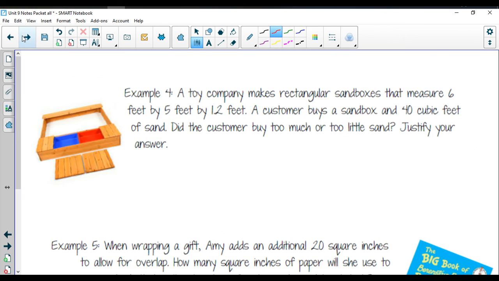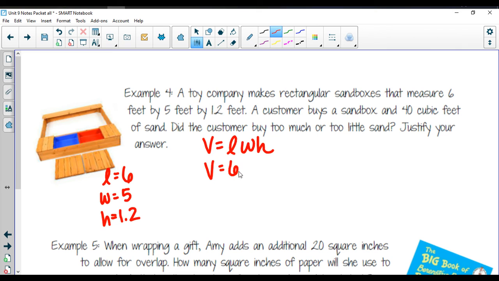In example number 4, a toy company makes rectangular sandboxes that measure 6 feet by 5 feet by 1.2 feet. Customer buys a sandbox and 40 cubic feet of sand. Did the customer buy too much or too little sand? Justify your answer. So since we're filling it with sand, we're talking about volume, which is length times width times height. My length here is 6, my width is 5, and my height is 1.2.